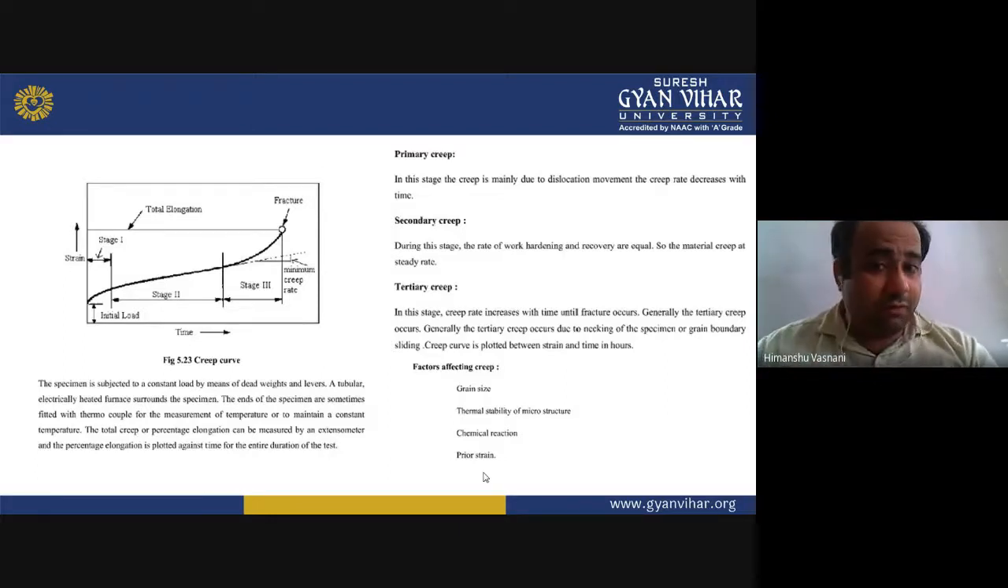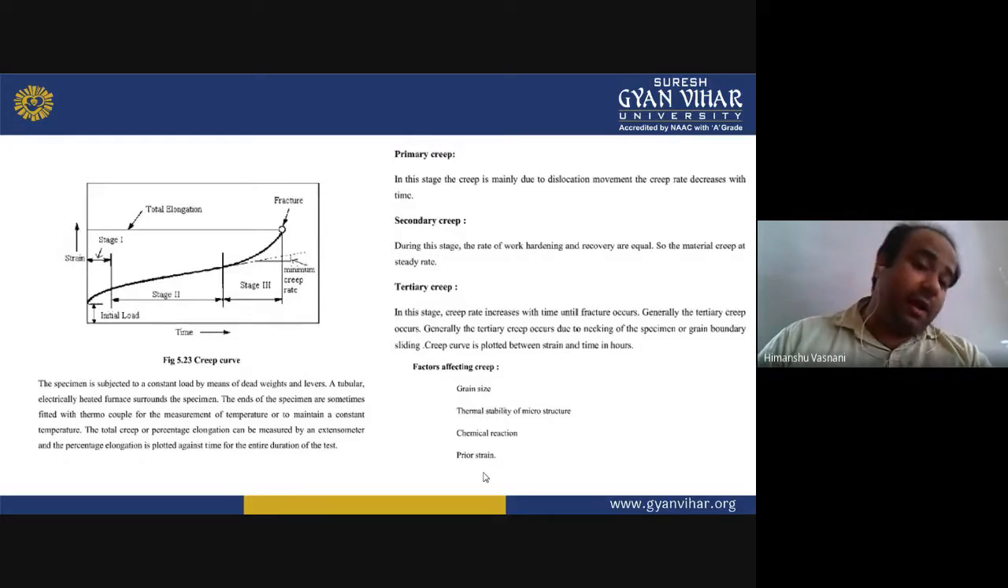The creep curve is plotted between strain and time in hours. The factors affecting creep are grain size, thermostability of microstructure, chemical reactions, and the prior strain of the specimen.